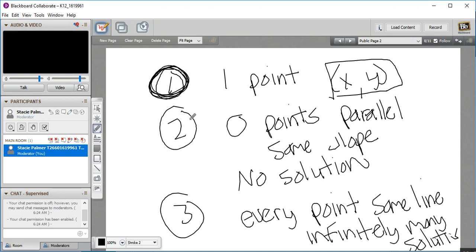When you're solving a system of equations and your variable drops out and you're left with a statement that is not true, that is going to be no solution. That means that the two lines never cross each other. And if you're solving by substitution and your variable drops out and you're left with a statement that is true, you know that you are talking about the same line.